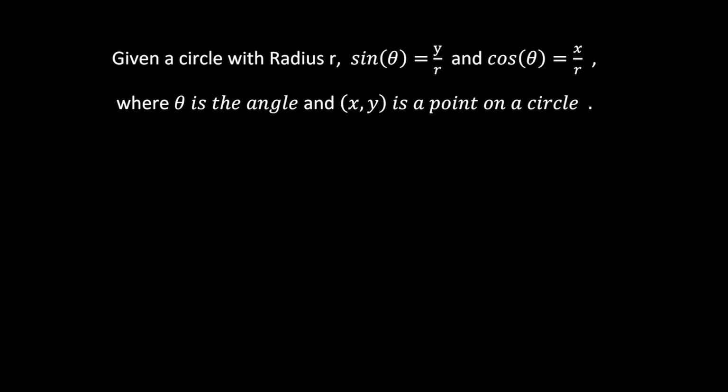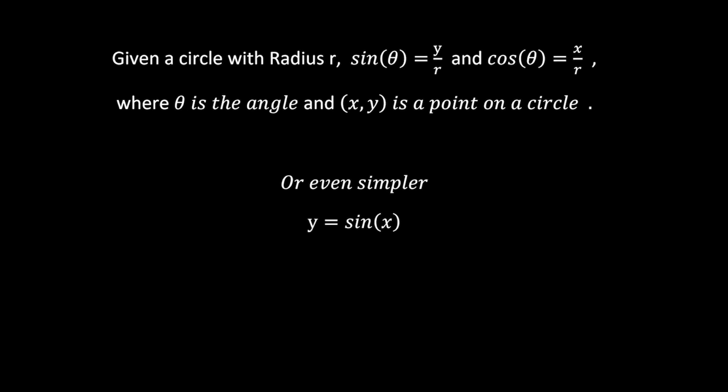Given a circle with radius r, we can say that sine of theta, the angle measure, is equal to y over r, and cosine of theta is equal to x over r, where theta is the angle measure and x, y is a point on the circle. We can even make this simpler by considering just the inputs and the outputs of these functions.